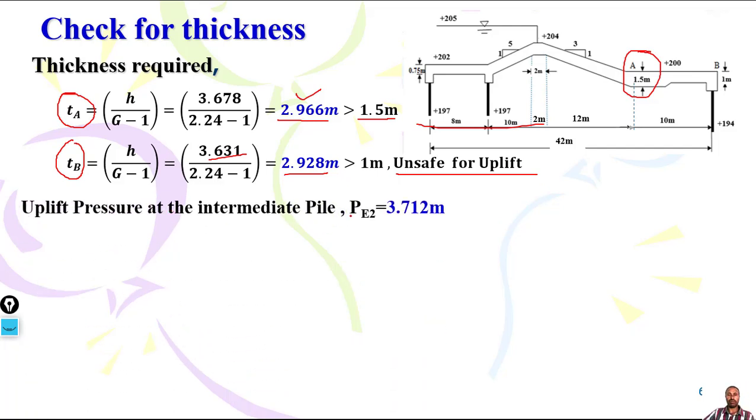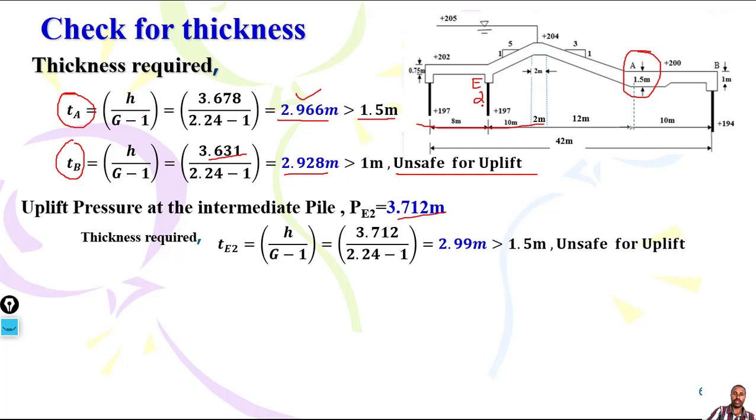So uplift pressure at the intermediate pile, PE2 or D, you have PE2 at this point. Then thickness required will be H over G minus 1 or D, 2.99, which is more than 1.5. So it will be unsafe for uplift pressure. And it is also more than 1 meter or 0.75.